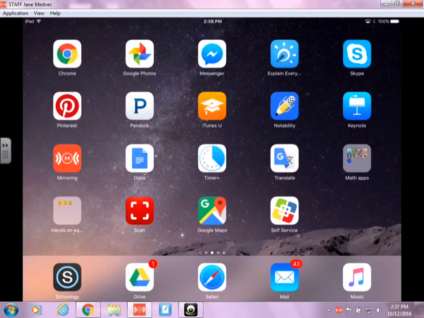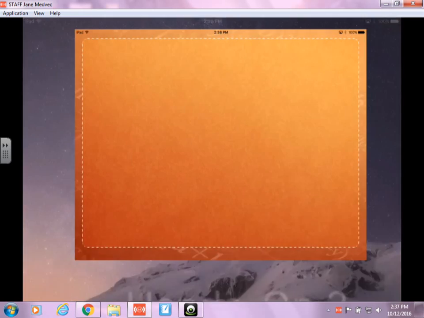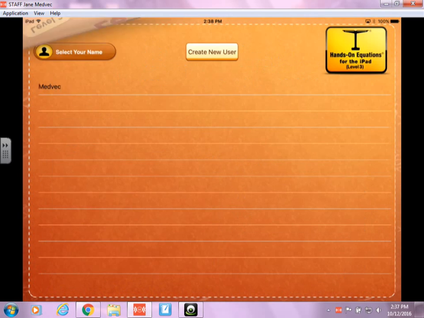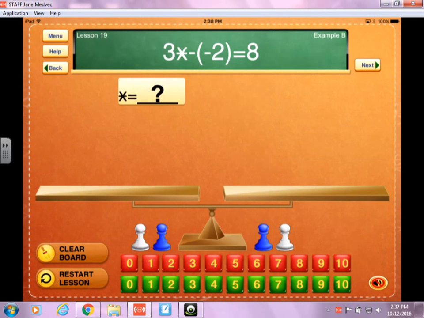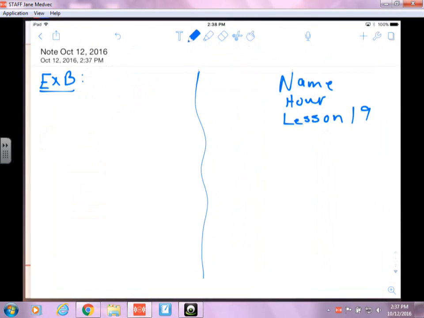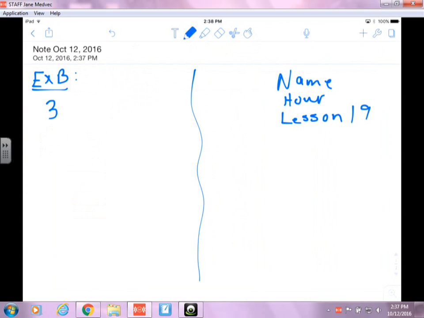Okay, so we'll go to our hands-on equations. Here's the problem in lesson 19. I've got 3 star minus a negative 2 equals 8. So I'm going to write that down. 3 star minus a negative 2 equals 8.